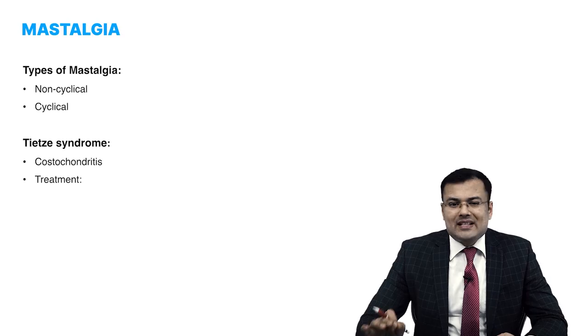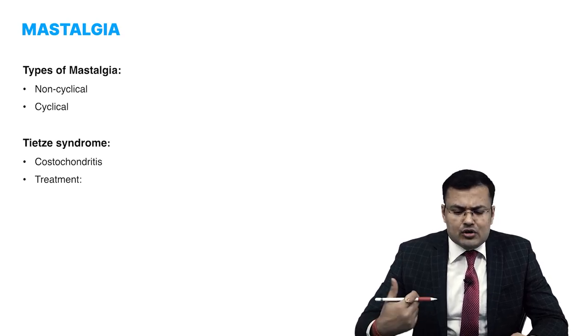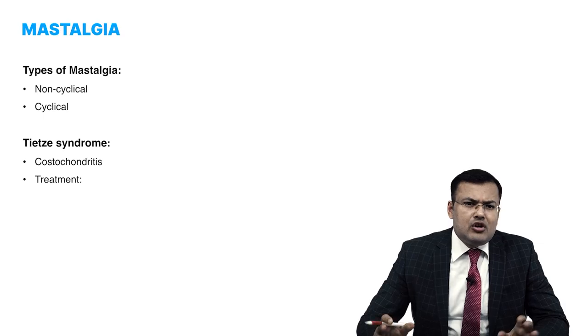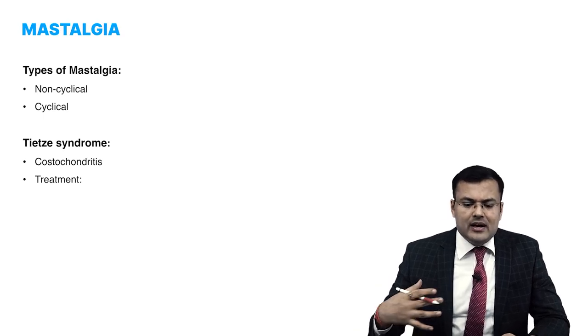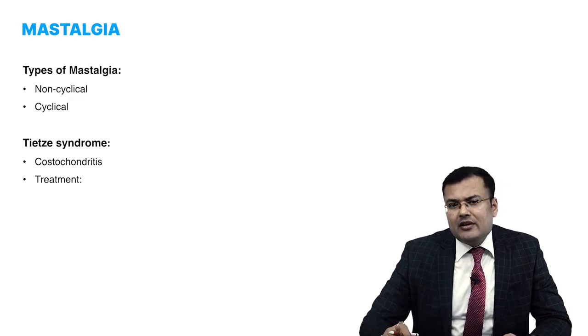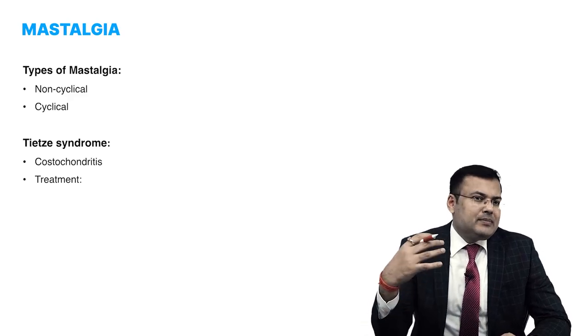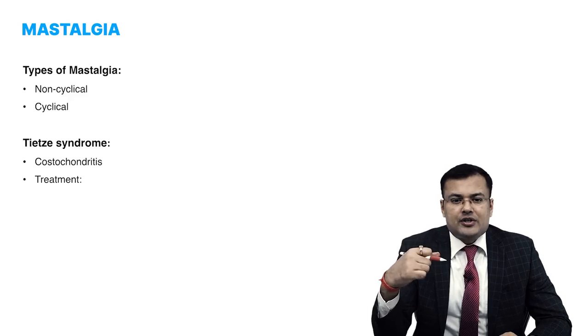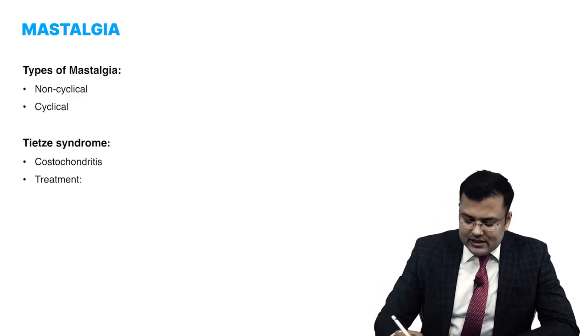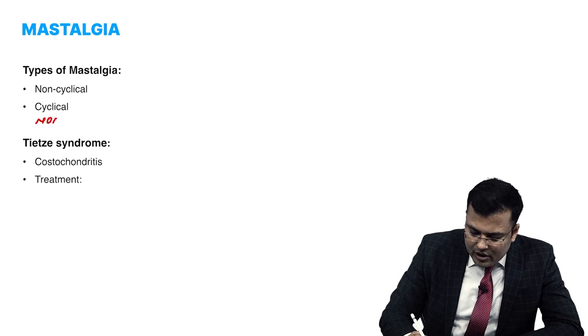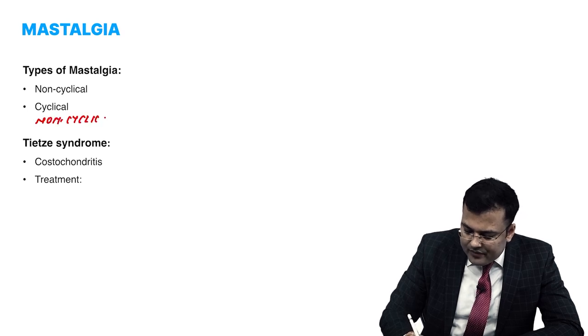Now we are going to discuss mastalgia. What are the types of mastalgia? It is non-cyclical or cyclical. Cyclical means the pain follows the cyclical pattern of menses. So these patients have severe pain during menstruation. Clear? One by one we are going to discuss. First of all, we are going to discuss non-cyclical mastalgia.